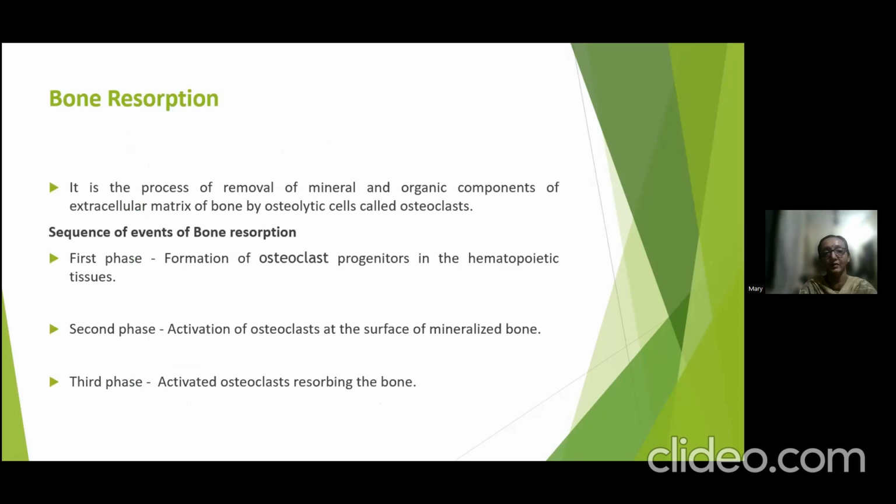Now, regarding bone resorption, it is the process of removal of minerals and organic components of the extracellular matrix of bone by osteolytic cells, that is, the osteoclasts. There are several methods by which this bone resorption occurs. This is one of the methods. The first phase involves the formation of osteoclast progenitors in the hemopoietic tissue, followed by a second phase where there is activation of osteoclasts at the surface of mineralized bone, and these activated osteoclasts in turn, in the third phase, resorb the bone.